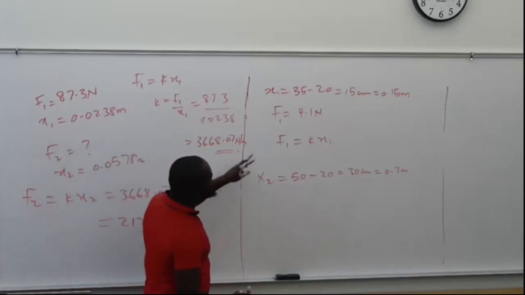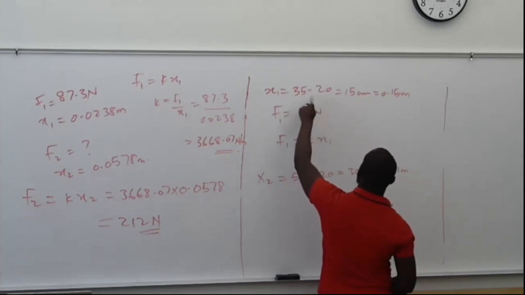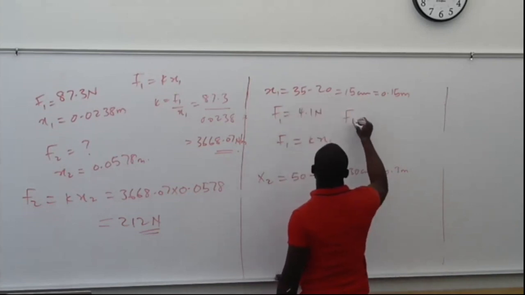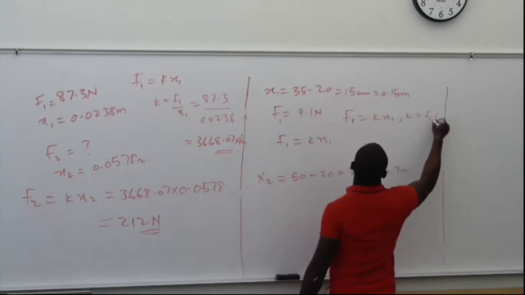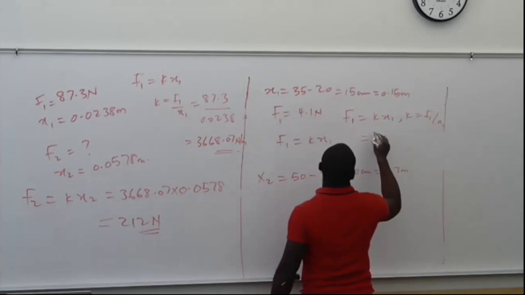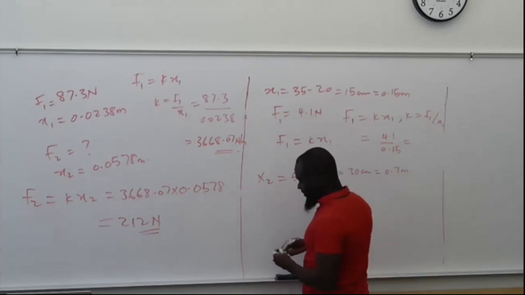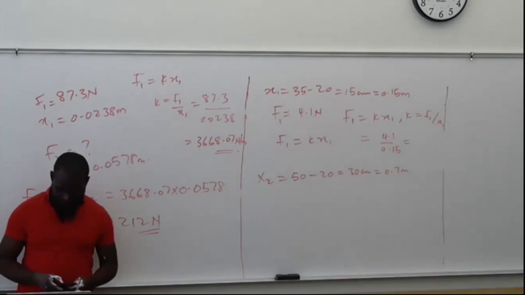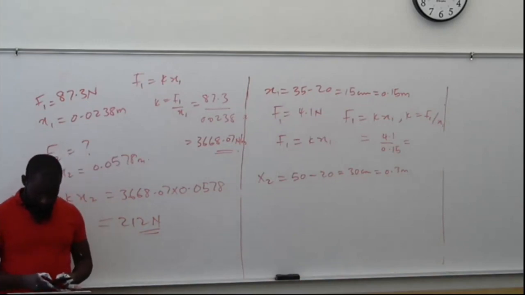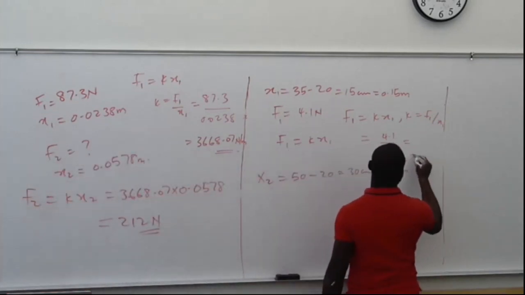The A part asks us to get the spring constant if this weight elongates it from 20 to 35. So F1 equals kx1. So k is F1 over x1. That is 4.1 over 0.15. So what does that give me? 4.1 over 0.15, I do that really quick. 27.33 newtons per meter. So that's the correct answer.